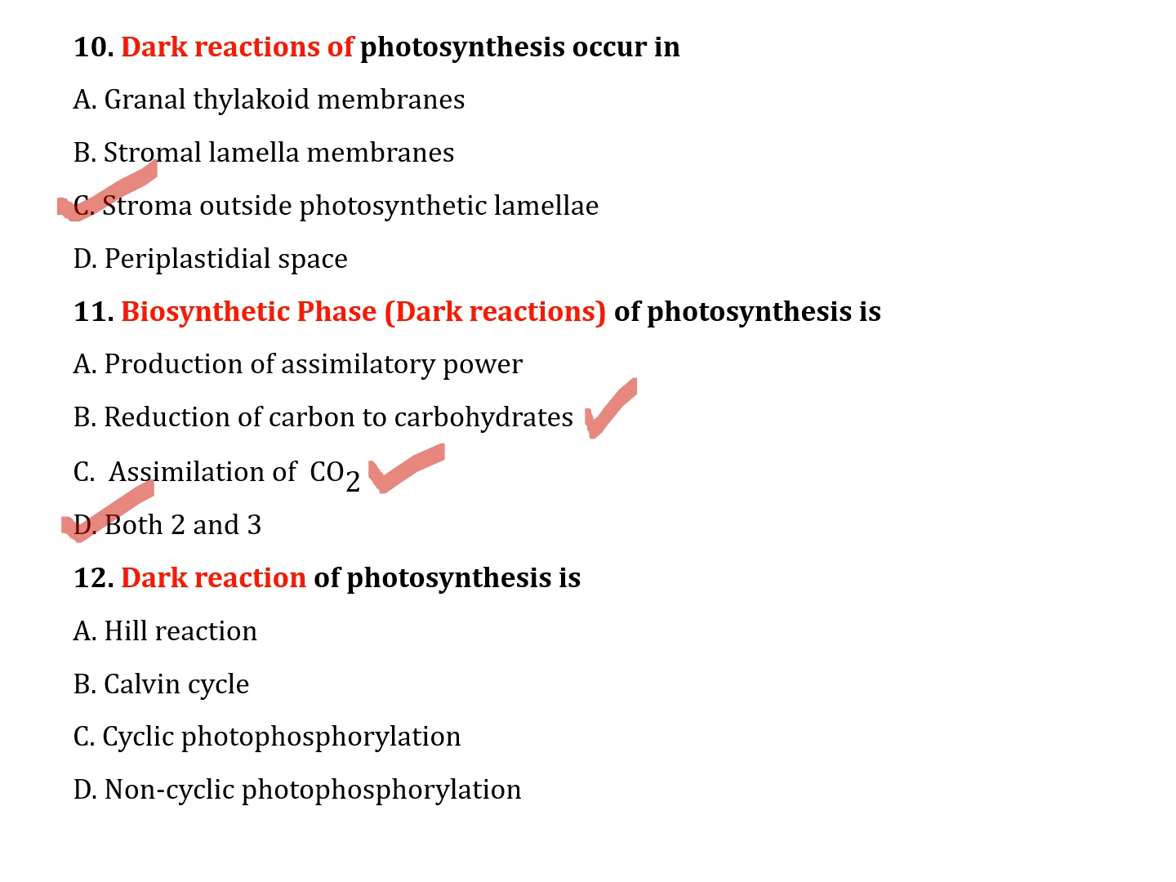The next question number 12. Dark reaction of photosynthesis is option A Hill reaction, option B Calvin cycle, option C cyclic photophosphorylation, option D non-cyclic photophosphorylation. The correct answer is option B, Calvin cycle.